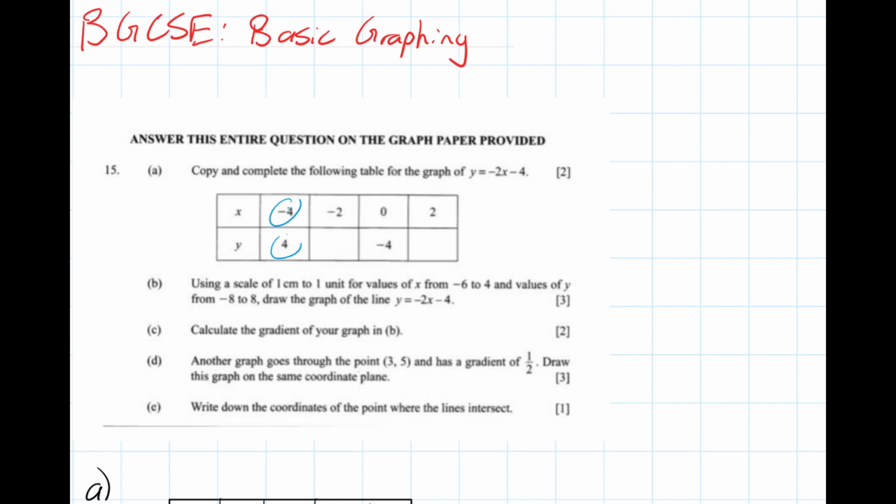So in part A of this question, it says to copy and complete the following table for the graph of y is equal to negative 2x minus 4. So here they give us a table of values. So this table of values has x values and has y values. So what does that mean, right?